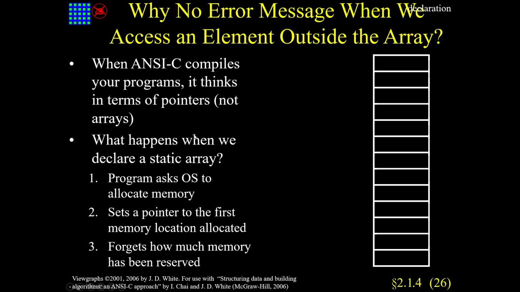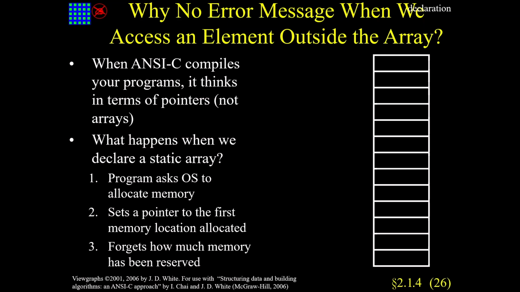Because when C compiles your program, it thinks in terms of pointers, not arrays. So when C is running, it's thinking in pointers and not arrays. The reason it does it this way is for speed. Any language like Python that's thinking about arrays is going to go slow. C is designed for speed, so since it's designed for speed, it's not going to check.